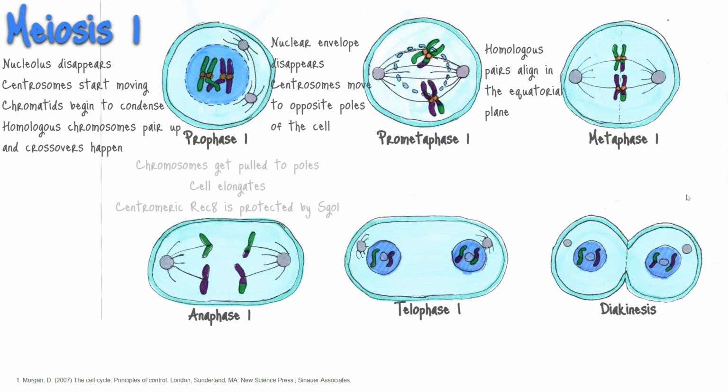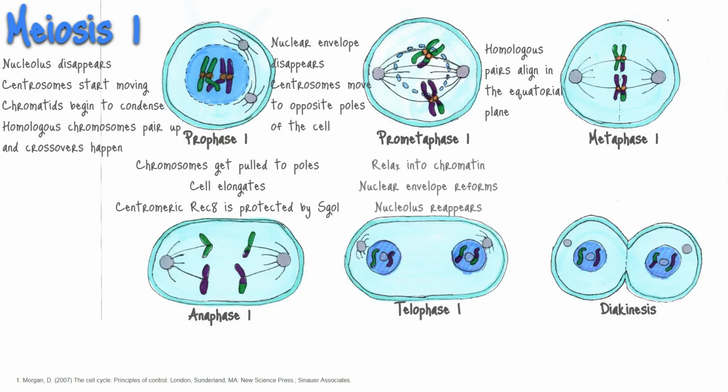In anaphase 1, the chromosomes are pulled towards the poles, and the cell elongates. The spindle checkpoint system delays sister chromatid separation in response to defects in chromosome attachment to the spindle. To learn more about the spindle checkpoint, view the mitosis video. Centromeric Rec8 is protected from cleavage in meiosis 1 by a protein, SGO1, making it so sister chromatids stay together, attached at the centromere.